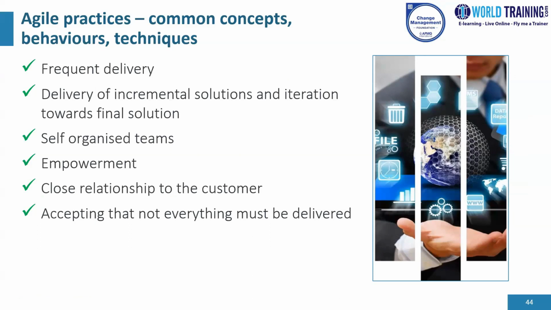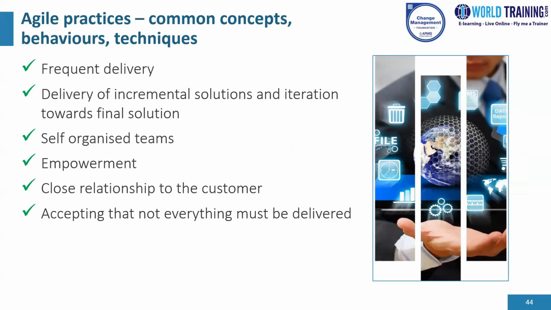The next concept is self-organized teams. These are teams without a team leader, where all decisions are made collaboratively. And the next one is empowerment. A great deal of tactical decision making is delegated down to the product delivery teams, which are often self-organized. And then close relationship to the customer. Often customer representatives are embedded in the product delivery team.